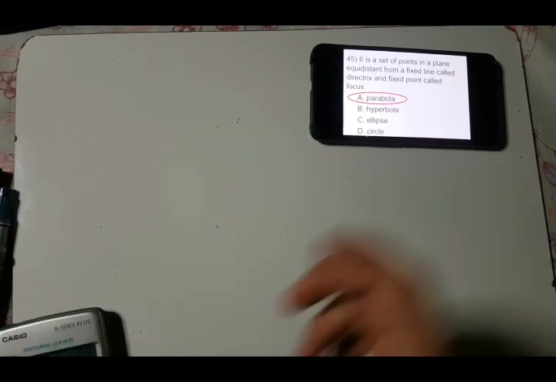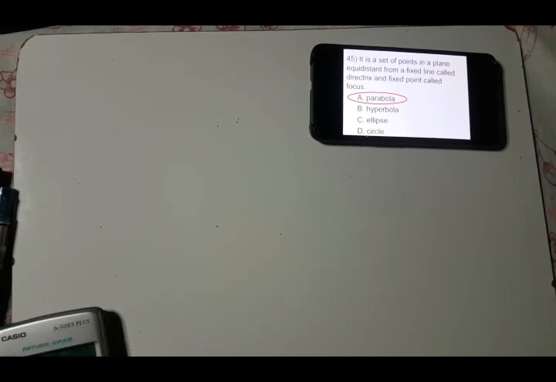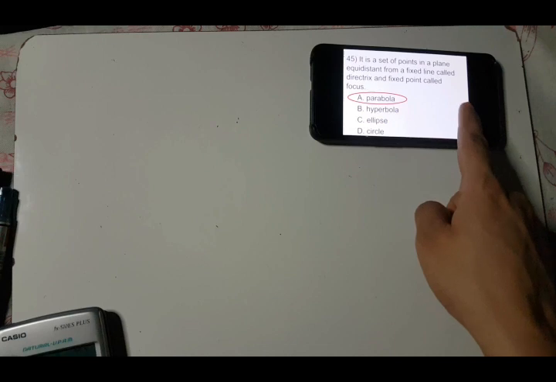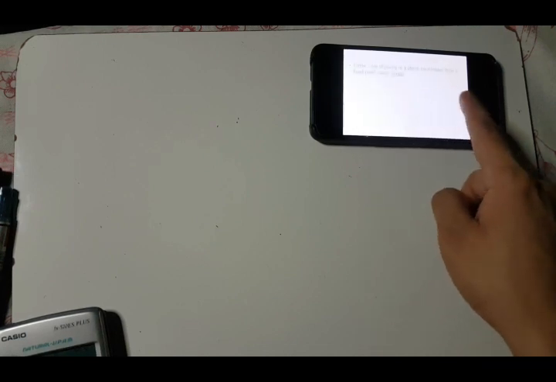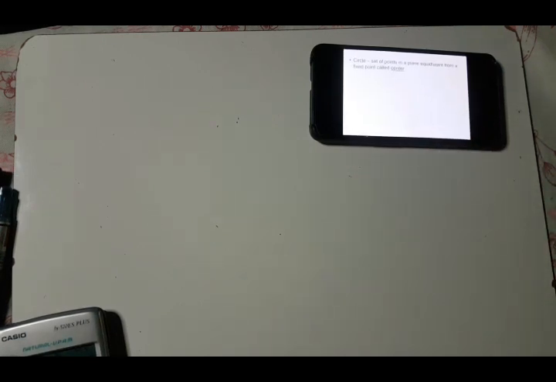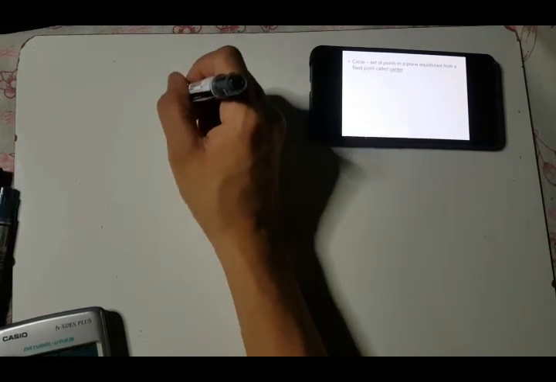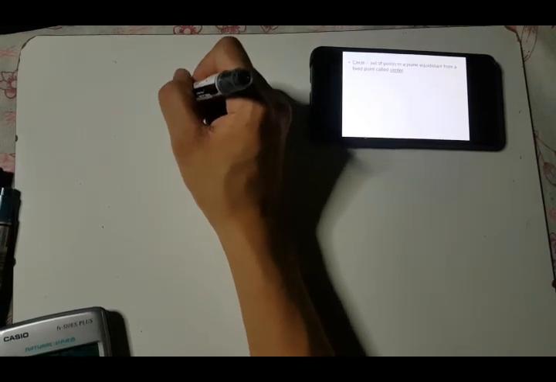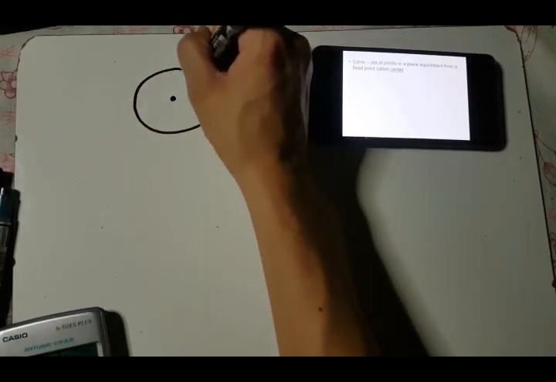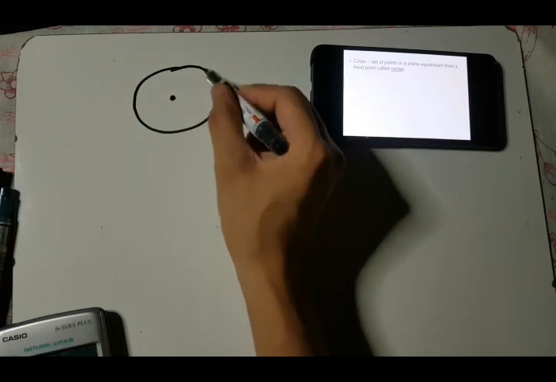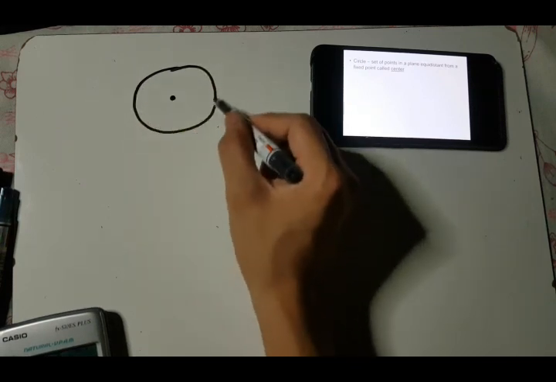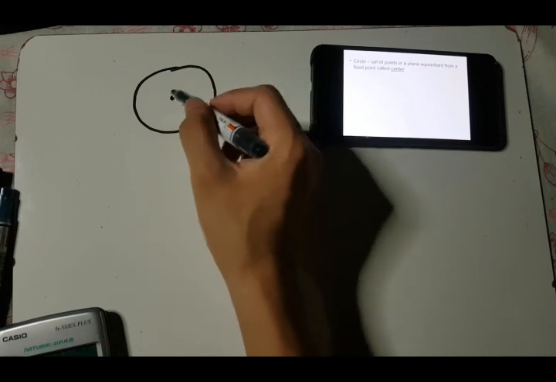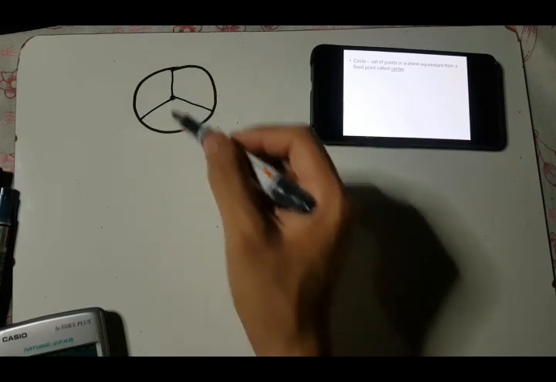So, it is a set of points in a plane equidistant from a fixed line called directrix, a fixed point called focus. So, sagot dyan is parabola. But, define muna natin yung ating conic sections. So, si circle po is set of points in a plane equidistant from a fixed point called center. So, from the fixed point called center, equidistant daw po ito sa circumference na ito. Okay? So, meaning, lahat ng radius nito is always congruent.